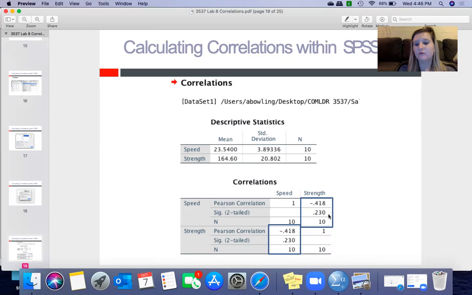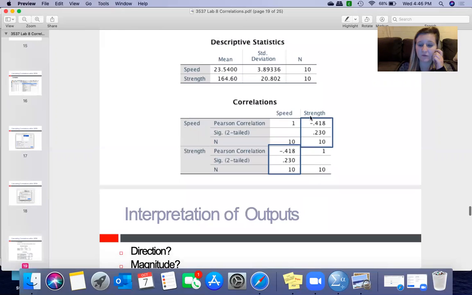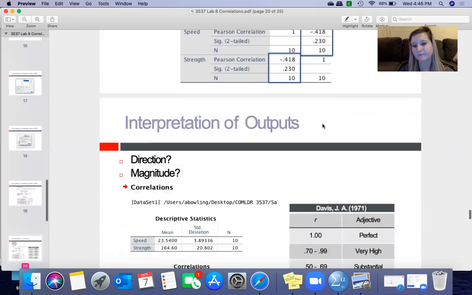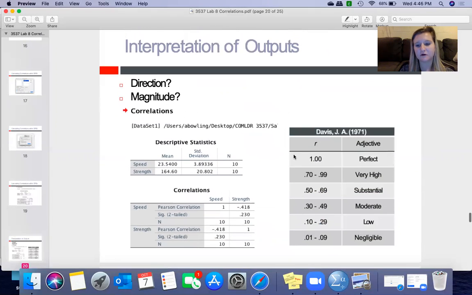Second of all, we want to talk about the direction of the relationship. So we're looking at the positive or negative sign, or the lack of a negative sign. So right off the bat, we can tell that we do have a negative relationship. So we have a non-significant negative relationship. The third piece of information we want to determine is the strength of our relationship, or the magnitude. And for that, we're going to compare our Pearson correlation, our correlation coefficient, to that table that we had in class. So you're going to want to keep this handy.